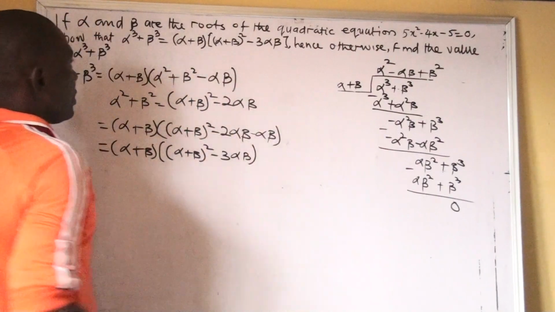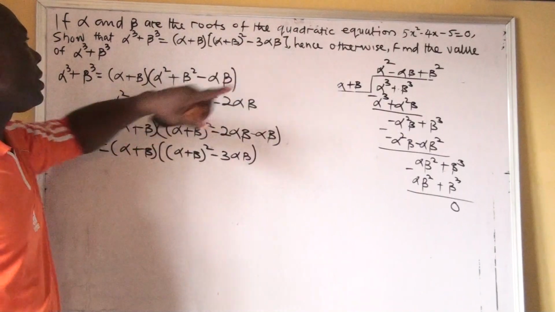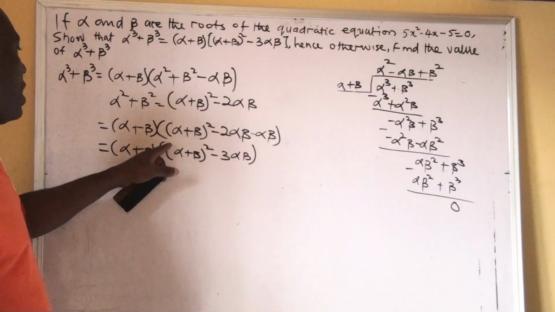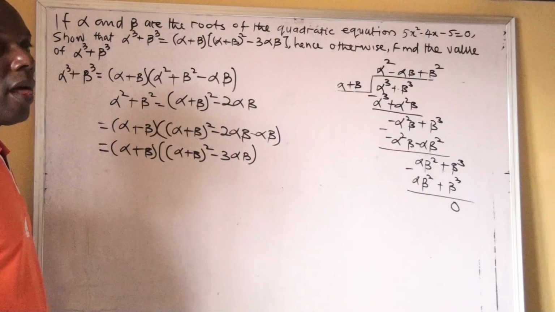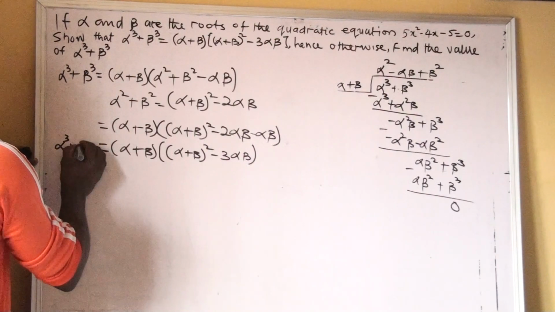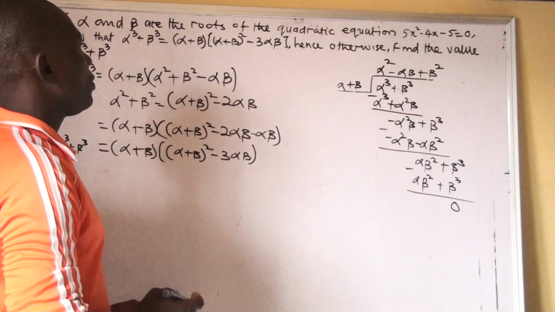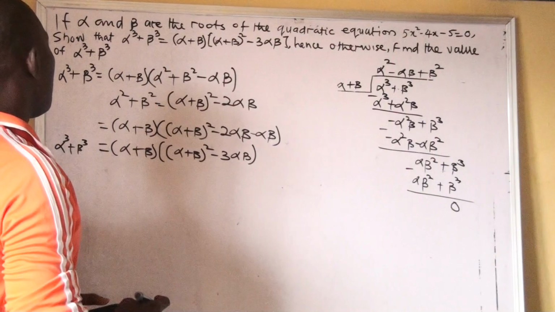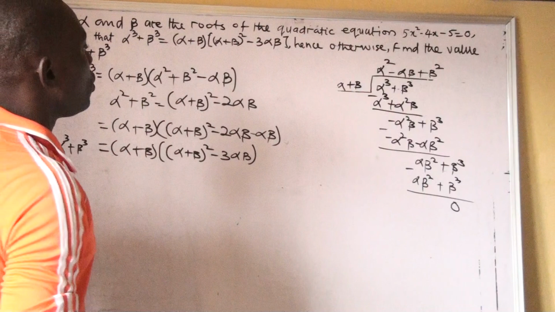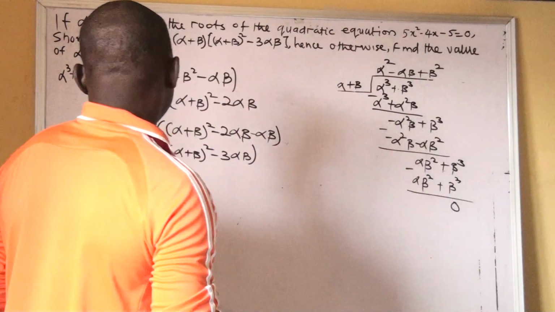Okay, now you can see that our expression shows that alpha cubed plus beta cubed is equal to alpha plus beta, open bracket, alpha plus beta all squared minus 3 alpha beta. Okay, we have done that. But our question also says that we should hence or otherwise find the value of alpha cubed plus beta cubed. Now with this expression we'll be able to find the value of alpha cubed plus beta cubed.